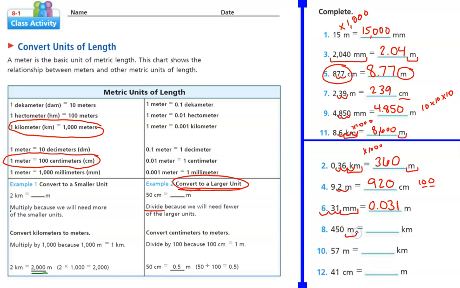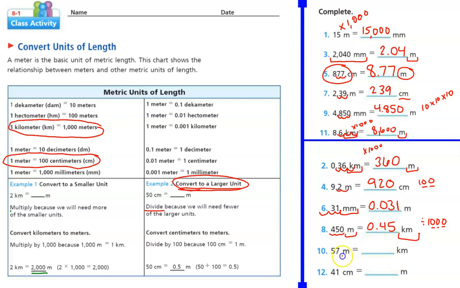450 meters, that's going to be a smaller unit of measurement. So since it's smaller, I am trying to convert it to something bigger. So that means I'm going to divide. There are 1,000 meters in a kilometer. So I'm going to divide that by 1,000, which means I need 3 place value shifts. 1, 2, 3. So that's going to be 0.45 kilometers.